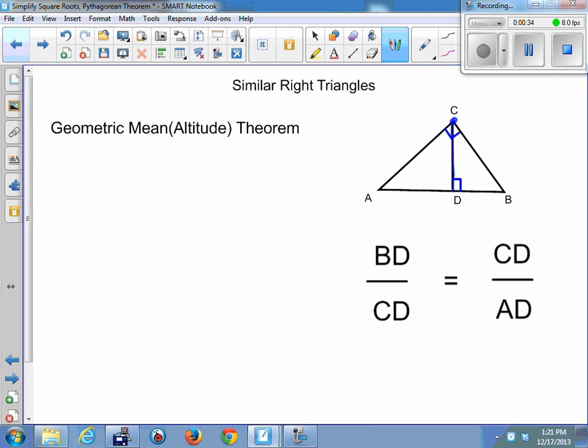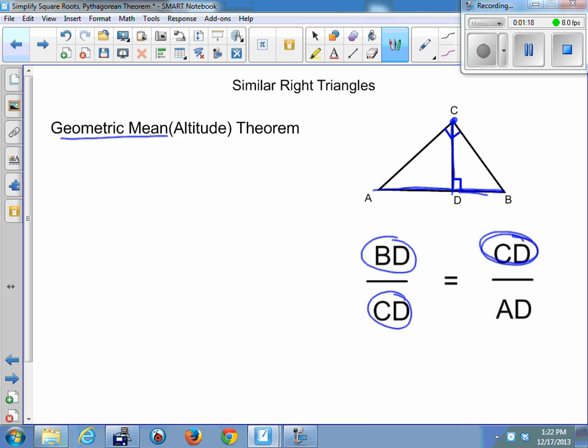Geometric mean. We're going to talk about that. That's basically when we have the same thing in the bottom on the left and the top on the right. So we're going to compare these together. BD is to CD. Those are the altitudes. So CD is the altitude, and BD is also an altitude, and then CD goes here, because it's the altitude, and then we're comparing AD. AD is here. So here we have BD to CD is equal to CD to AD.